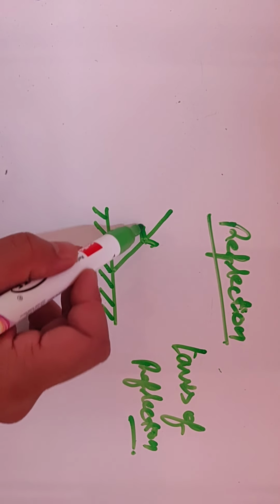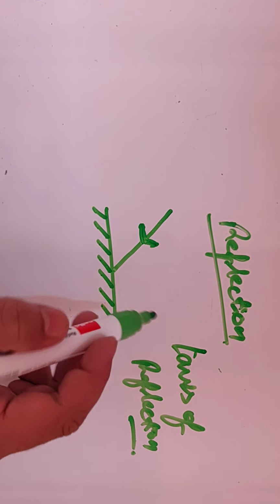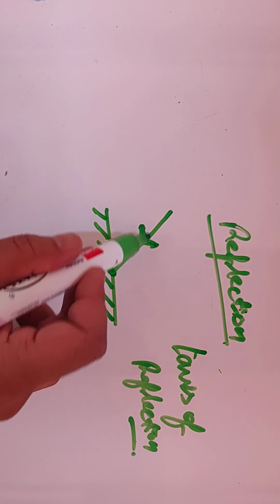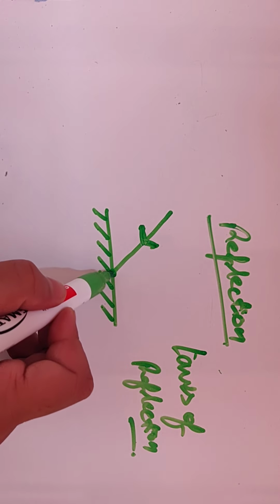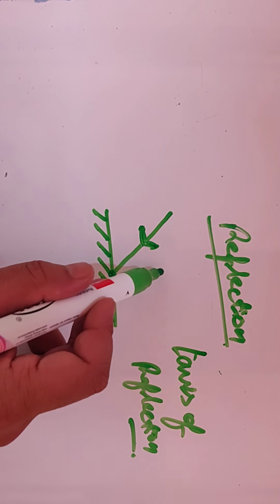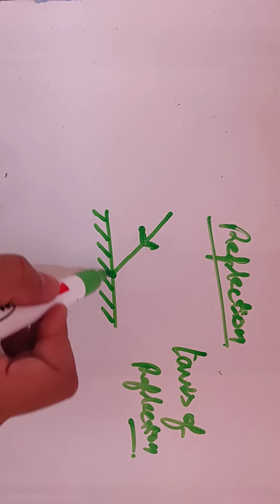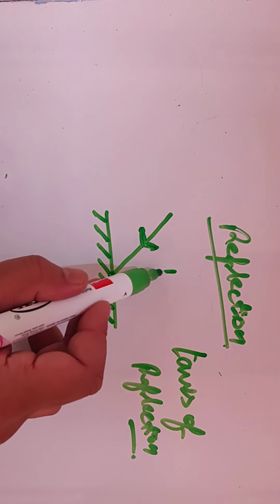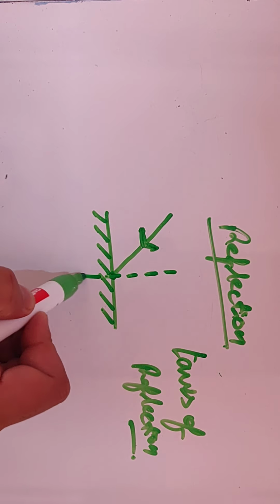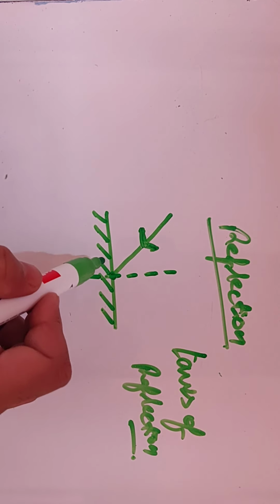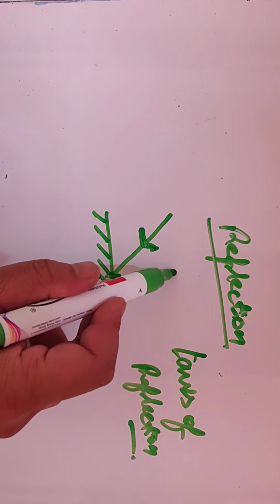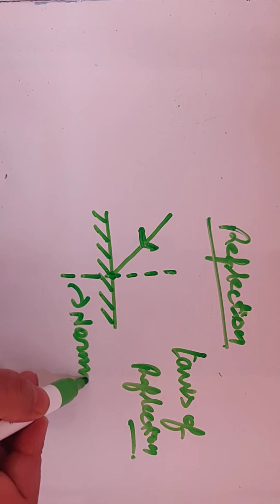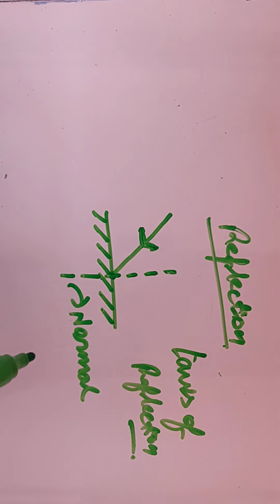If you consider a light ray falling on an object, this is the point of contact where the light ray is actually hitting this surface. So you draw a line which is perpendicular to the surface on which light is incident, and that line is nothing but the normal. That line is called normal.